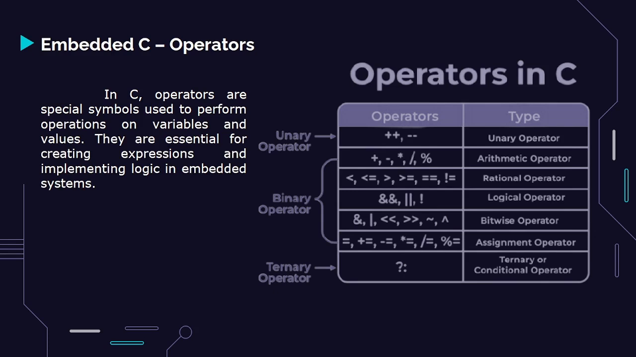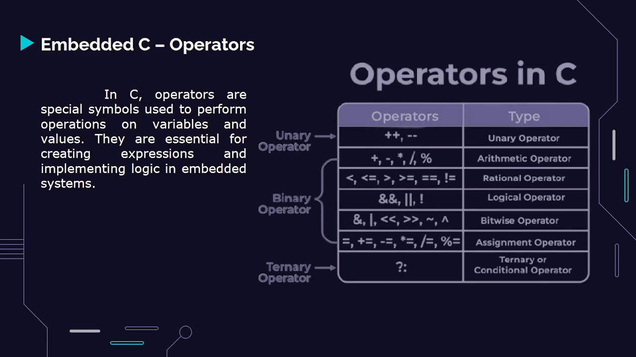Operators. In C, operators are special symbols used to perform operations on variables and values. They are essential for creating expressions and implementing the logic in embedded systems. Operators are divided into three parts: unary operator, binary operator, and ternary operator.